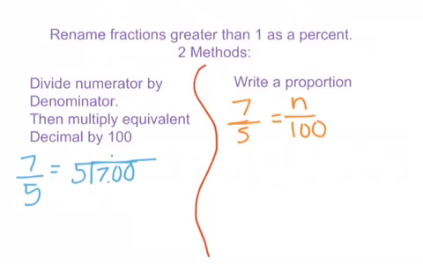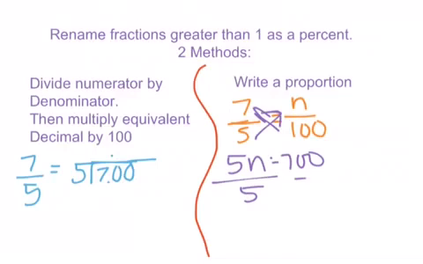To go from renaming fractions greater than 1 as a percent, you can either divide the numerator by the denominator or set it up as a proportion. So let's do the proportion first. We have a fraction of 7 over 5, which equals n over 100. We want to put it out of 100. Let's cross multiply here. So we have 5n equals 700. Let's divide by 5 on both sides. So n equals 140. Again, this is already a percent since we're multiplying out of 100. So n equals 140% right there.